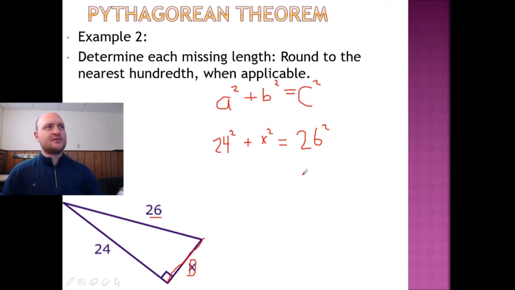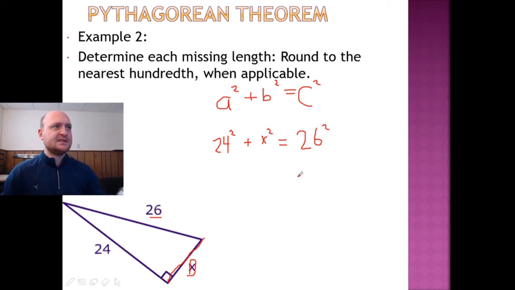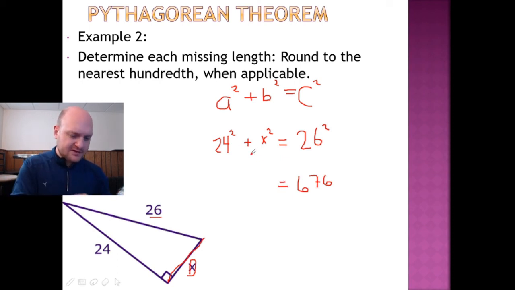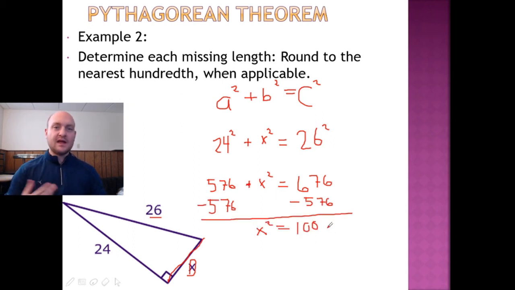So 26 squared is 676. Meanwhile, 24 squared is 576. Yes, I'm using a calculator. I don't have these squared values committed to memory. But now that I have that information, I should know that I have to do 576 plus something equals 676. Well, as a quick step here, I'm going to subtract the 576 from both sides and get 100.